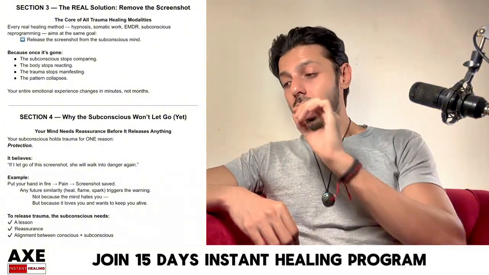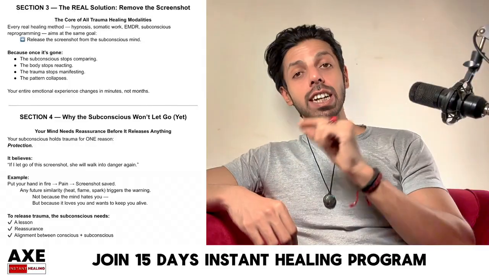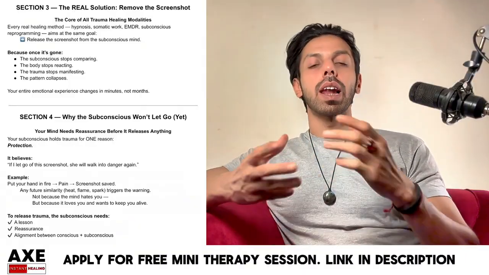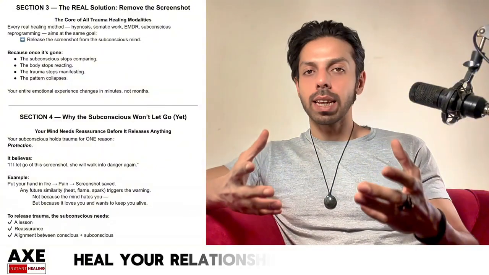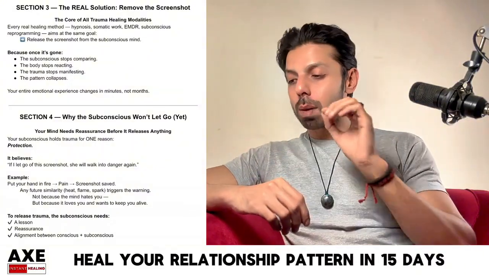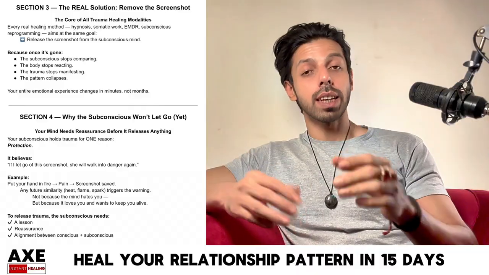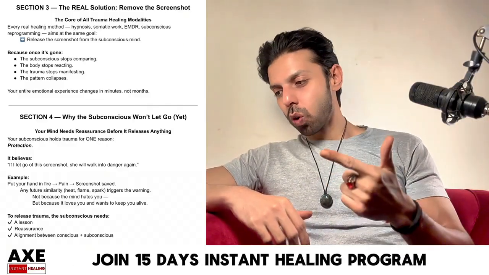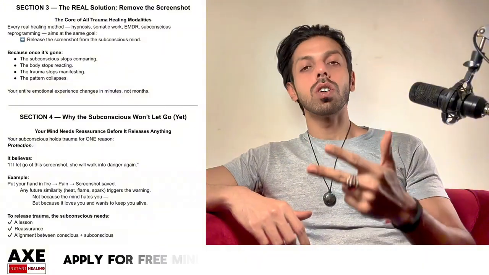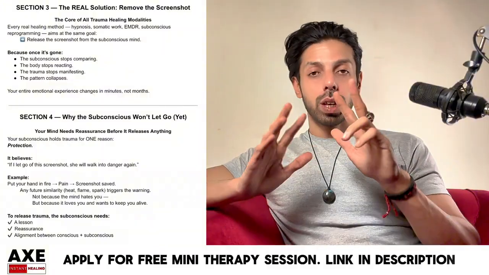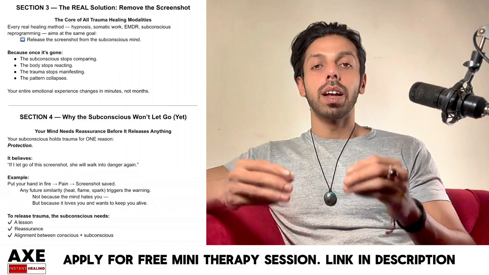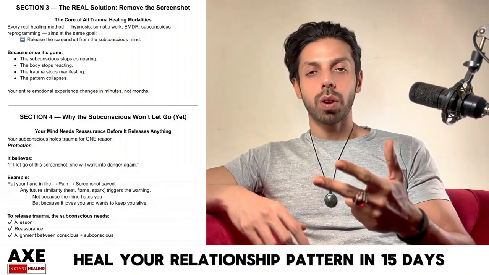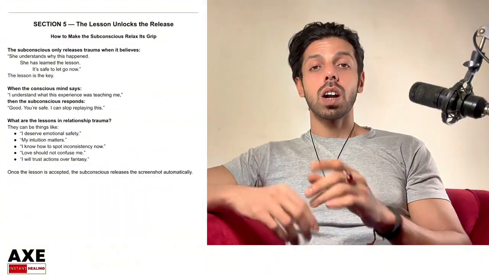Now, it does that not because the mind hates you, but because it loves you and wants to keep you alive. This is its protection mechanism. Now, to release the trauma, the subconscious mind needs certain things. And what are those things? A lesson, reassurance, and alignment between the conscious and subconscious. Now, these three are really important, and we need to understand the relevance of all three and how we can do that. Let's start with section 5.